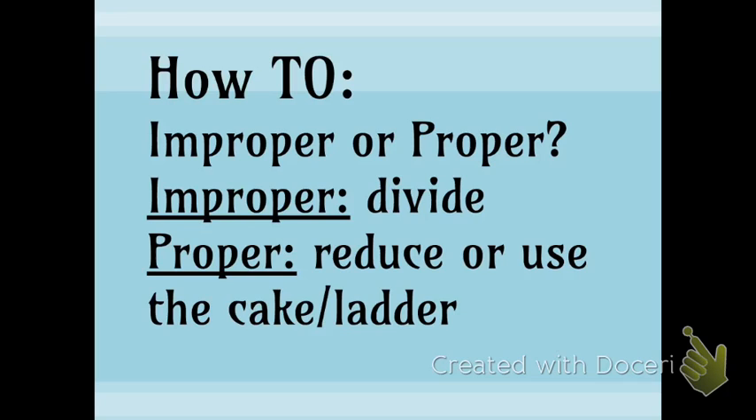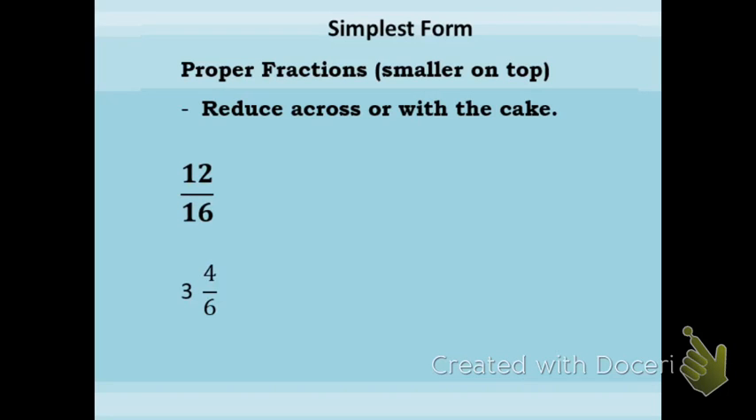All right, so let's go straight into some examples. Okay, so let's look at these two. The first one, let's ask the question, is it proper or improper? The first example, 12 over 16. It's proper, so we're not going to divide. Okay, sometimes people will look at this and they'll start dividing. But it's not improper, so don't divide. Instead, we're going to do the cake. So let's do the cake.